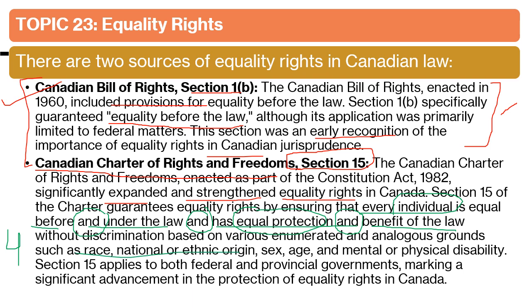Nobody can tell you that, being a woman, you are unequal to men, or that you cannot do a particular kind of job. Here we are talking about government matters, not private matters. For that we have to go to their own codes, commissions, and human rights codes. Here we are only talking about equality rights where government is involved. So government cannot deny you these kinds of equalities. It applies to both federal and provincial government, making a significant advancement in the protection of equality rights in Canada.